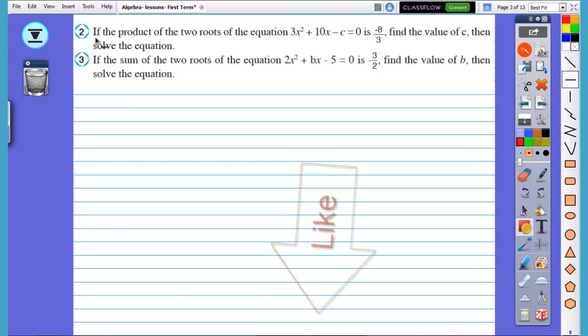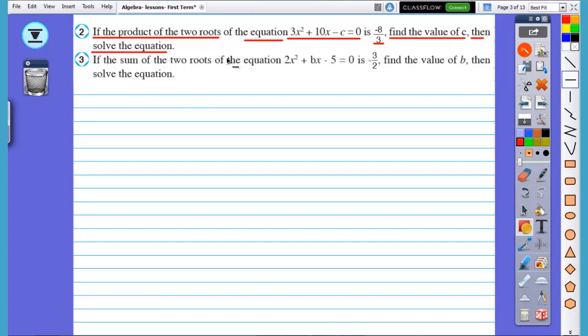Question number 2. If the product of the two roots of the equation 3x squared plus x minus c equals 0 is -8/3, find the value of c, then solve the equation. So here we wanted to calculate the value of c and we wanted to know the two roots of this equation. We wanted to solve this equation. We must calculate the two roots of this equation, of course, after calculating the value of c.